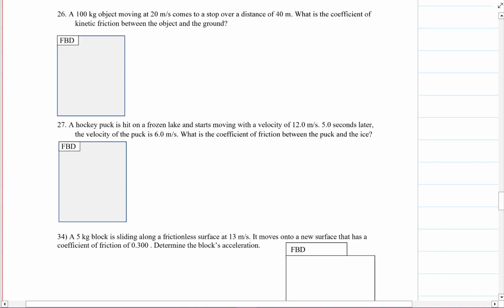Here we go. A 100-kilogram object is moving at 20 meters per second, comes to a stop over a distance of 40 meters. What is the coefficient of kinetic friction between the ground and the object?